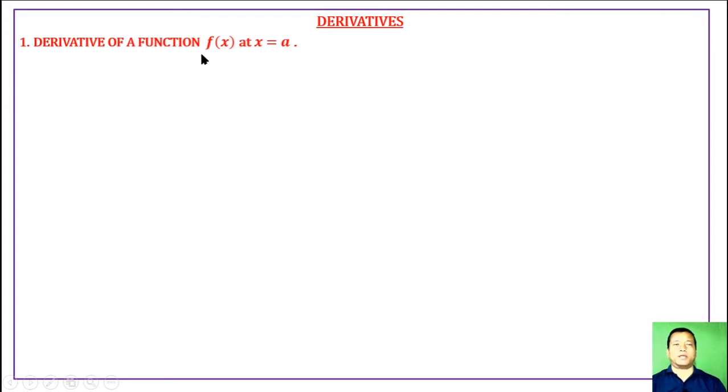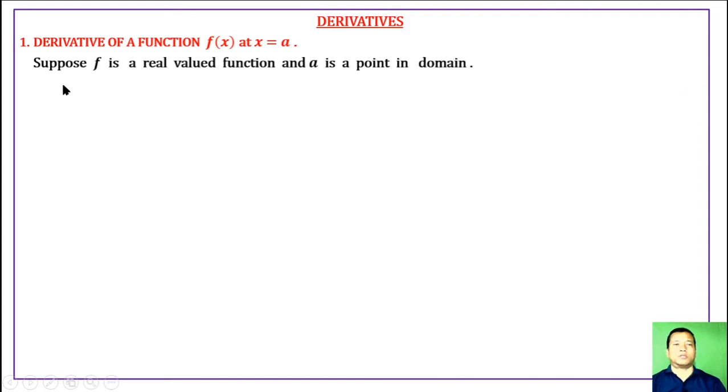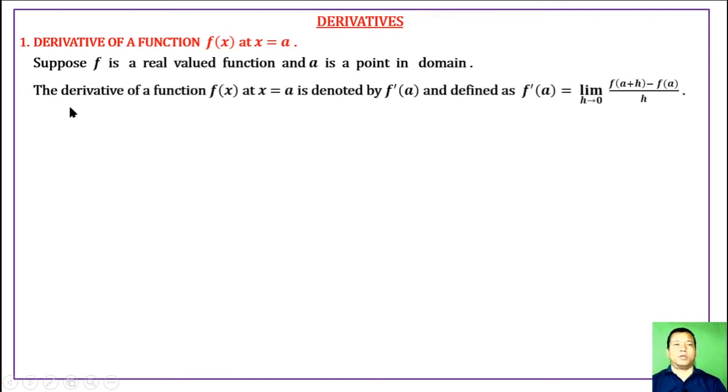Derivative of a function f at x equal to a. Suppose f is a real valued function and a is a point in its domain. The derivative of a function f at x equal to a is denoted by f dash of a and is defined as f dash of a equal to limit of f of a plus h minus f of a by h, as h tends to 0, if this limit exists.